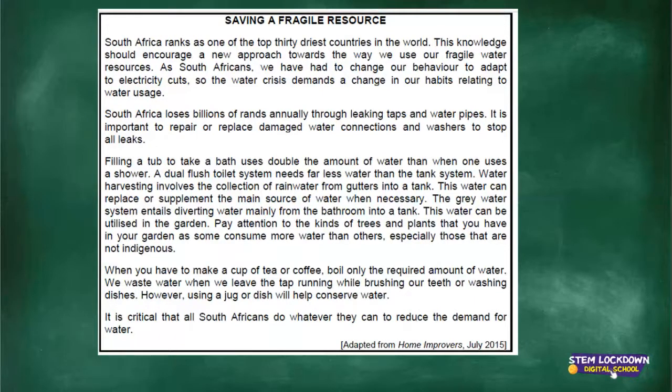South Africa ranks as one of the top 30 driest countries in the world. This knowledge should encourage a new approach towards the way we use our fragile water resources. As South Africans, we have had to change our behavior to adapt to electricity cuts. So the water crisis demands a change in our habits relating to water usage. This is but just an introduction. Let's ask ourselves, what should South Africans do to save water? Do we have any answer in there?